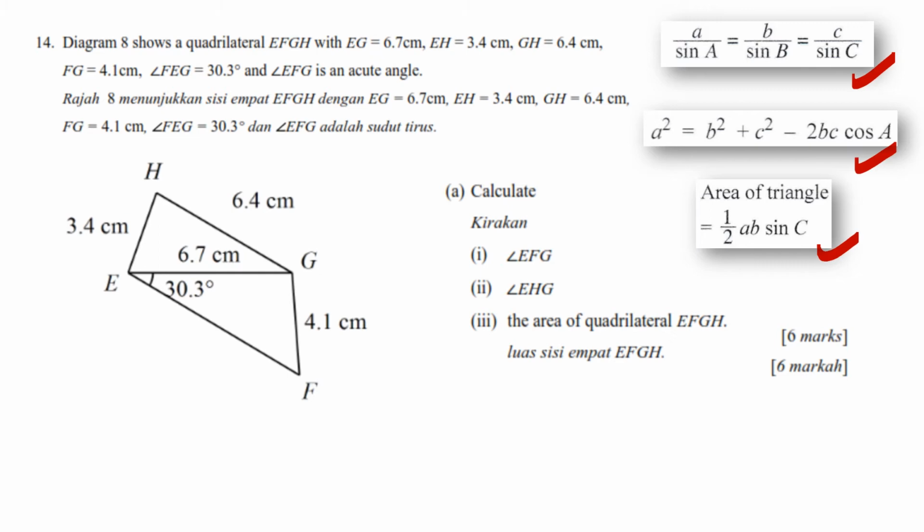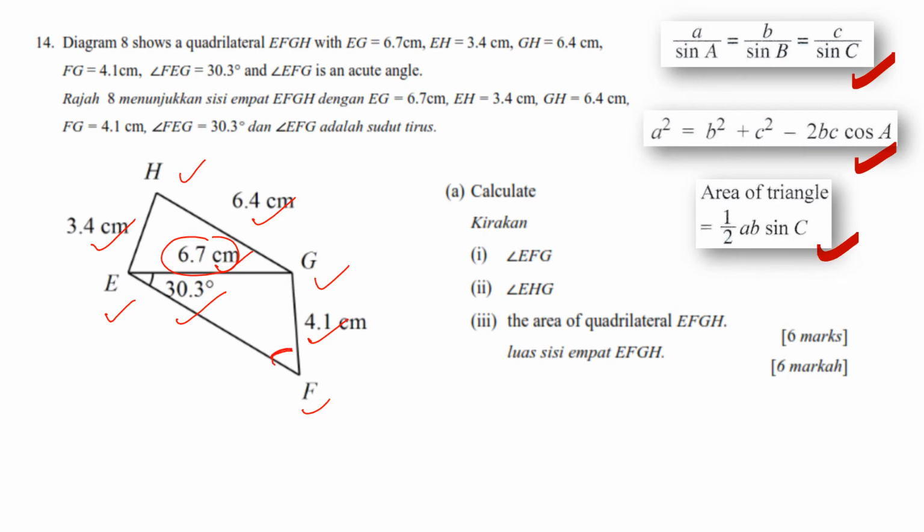Okay, first of all, let's look into question 14. Diagram 8 shows a quadrilateral EFGH. EG is 6.7 cm. As you check the measurements on the diagram, EH is 3.4 cm, GH is 6.4 cm, FG is 4.1 cm. The angle FEG is 30.3 degrees, and the angle EFG is an acute angle.